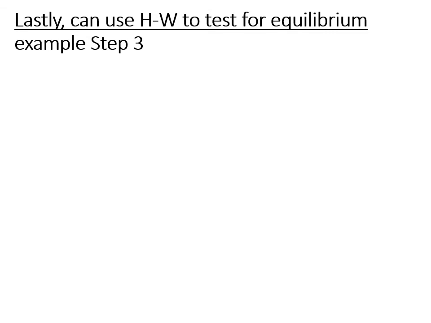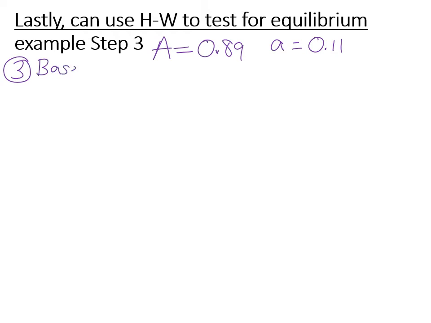The very last thing to do. Now we have the frequencies of the alleles. And again, I'm going to remind you what they are because it's not like the big chalkboard where you get to still see. The frequency of capital A we said was 0.89, and the frequency of lowercase a we calculated as 0.11. Now the last thing we're going to do is step 3, which is based on those allele frequencies. Okay, based on those allele frequencies, what should Hardy-Weinberg genotype frequencies be?